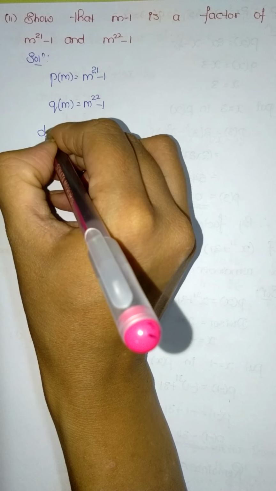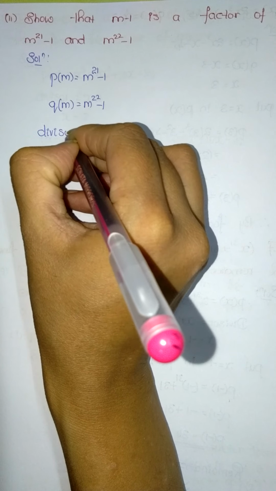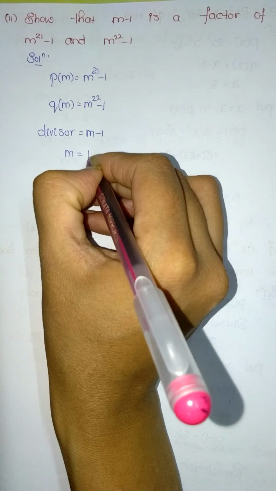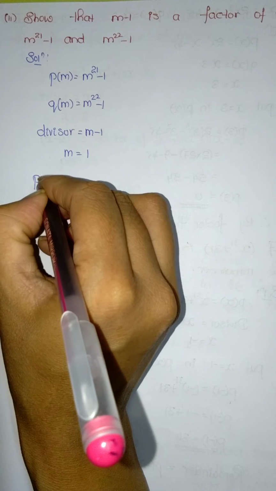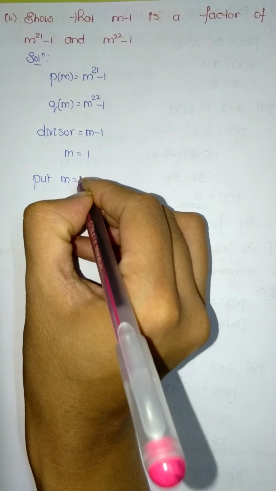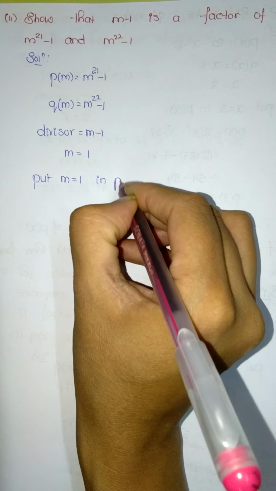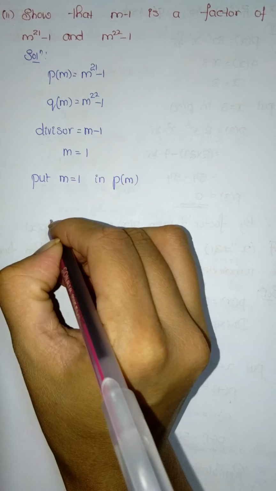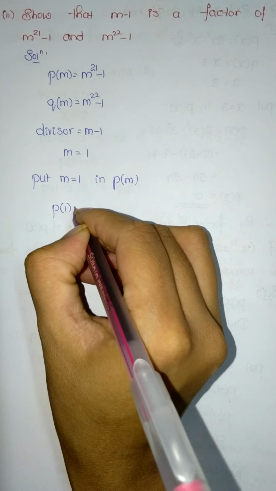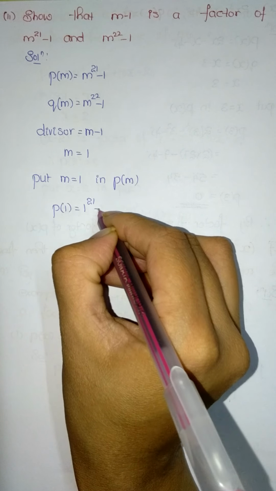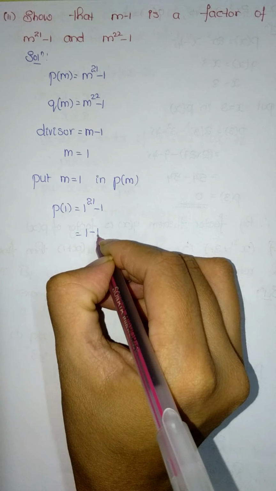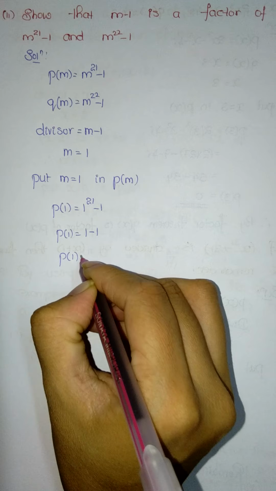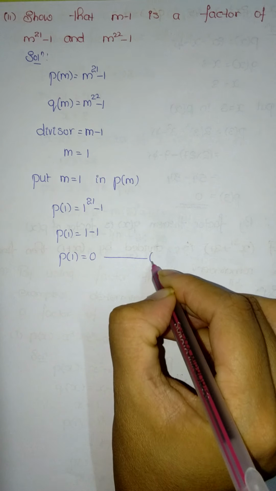So here divisor equal to m minus 1. So we have to take m equal to +1. Now put m equal to 1 in p of m. So हमें इसमें ऐड डालना है m is equal to 1. So here p of 1 equal to 1 to the power 21 minus 1. So here 1 minus 1. So p of 1 which is equal to 0. So this is equation 1.